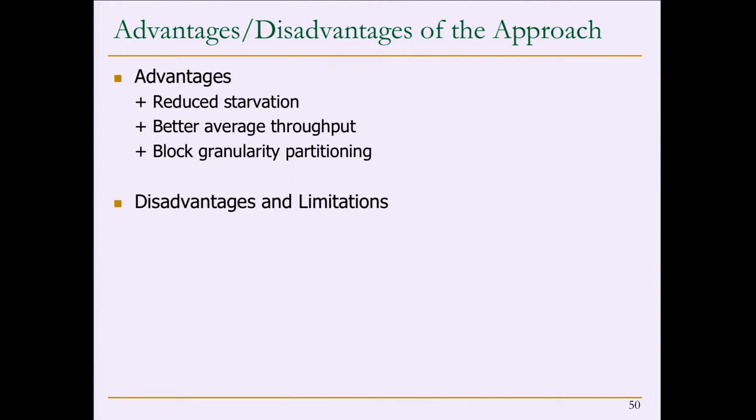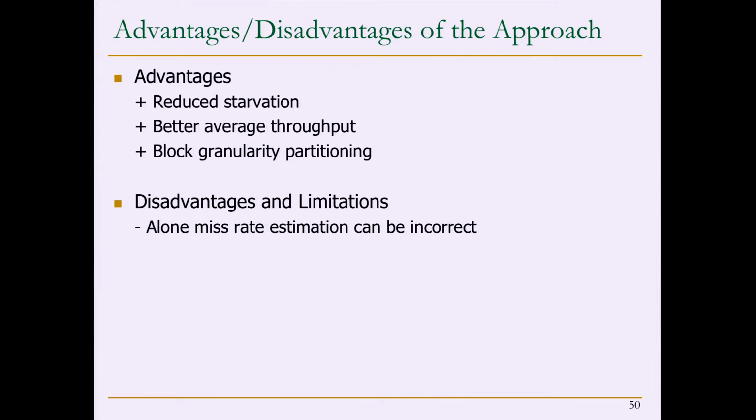And this provides block granularity partitioning. So if you have this sort of approach, you don't need per-way miss counters because you're not really trying to get the utility of a block. You're really just measuring the miss rate. But you need to know the alone miss rate. That's one of the Achilles heels of this mechanism. How do you get the alone miss rate? And we're going to talk about that at the end.